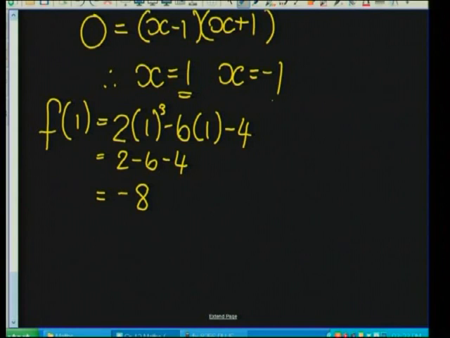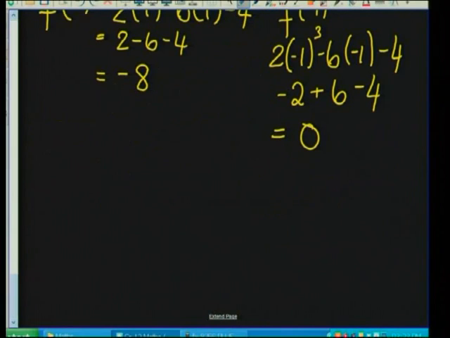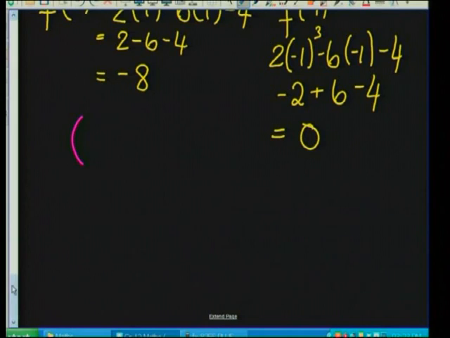The other turning point, we're going to take f of negative 1, and we're going to substitute it into our equation. Let's just do it underneath here so we've got some space. I've got 2 times negative 1 cubed, minus 6 times negative 1, minus 4. That is going to now give us negative 2 plus 6 minus 4, and that lands up giving us 0. Okay, so what are the two coordinates of our turning points that we have got? My one coordinate, x is 1 and y is negative 8. And the other turning point is negative 1 and 0.